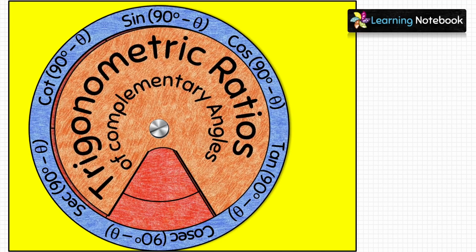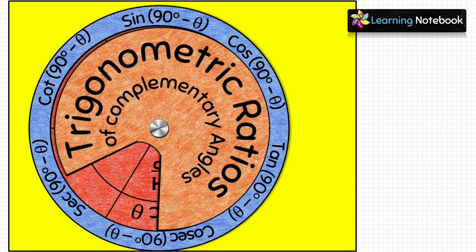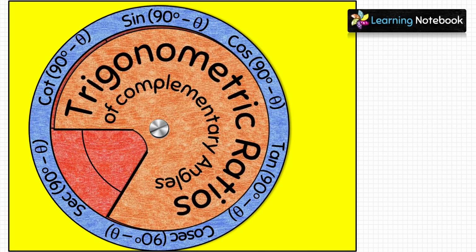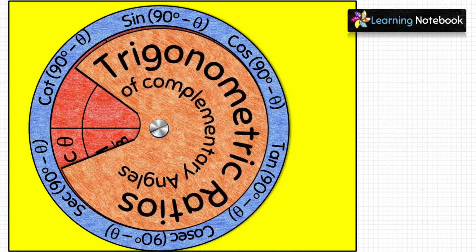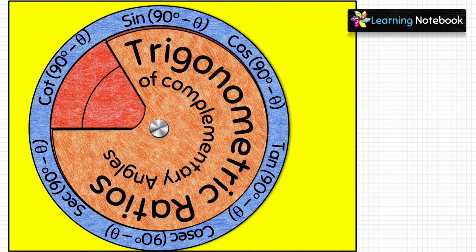Next is cosec 90 minus theta equals sec theta equals hypotenuse upon perpendicular. Sec 90 minus theta equals cosec theta, which is equal to hypotenuse upon base. And the last trigonometric ratio of complementary angles is cot 90 minus theta equals tan theta, which is equal to base upon perpendicular.